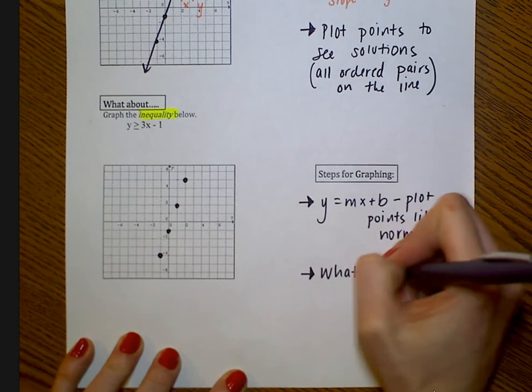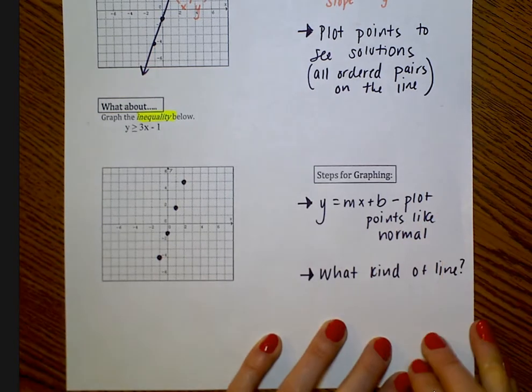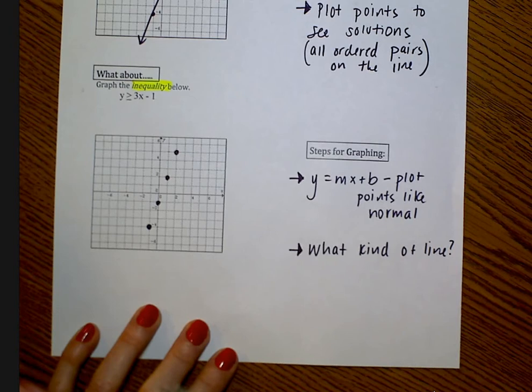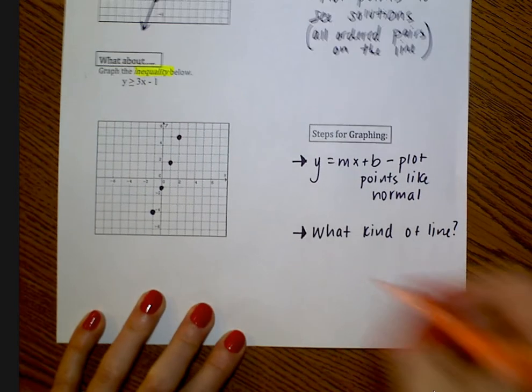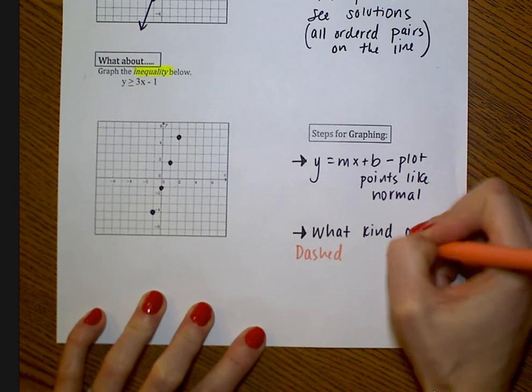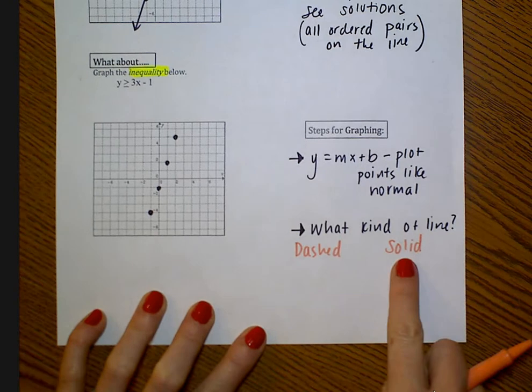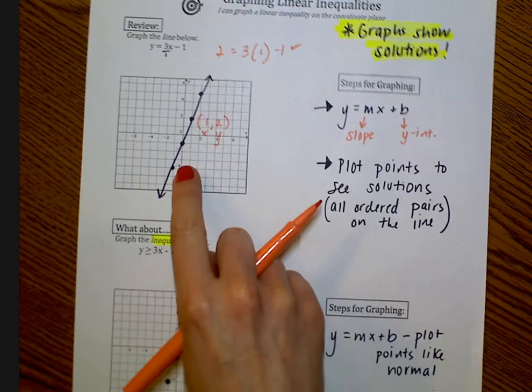Which sounds weird, I know. So you've got to figure out what kind of line it is. You have two options. It could be a dashed line, or it could be a solid line. And solid is what we're used to drawing. So a lot of us will just automatically draw the solid line, but you've got to be careful.